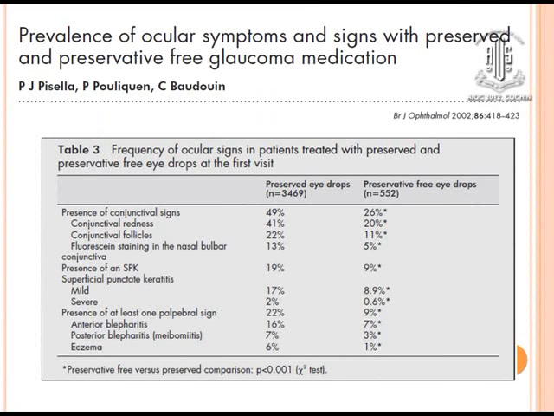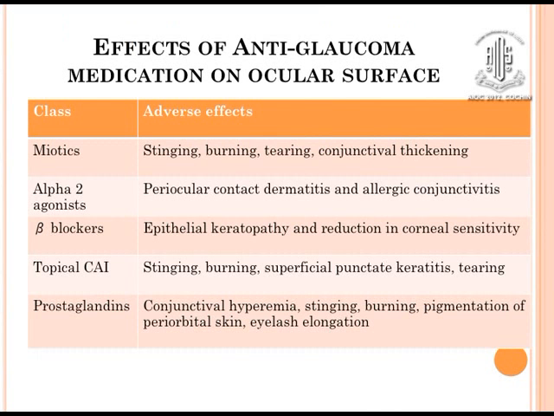Next we come to seeing the patient. Pisella also, in his study, found that those patients who used preserved medications had more signs. So there are two things: the drug moiety in glaucoma itself and the preservative, both can cause surface disease. Each drug molecule has its effect on the ocular surface.